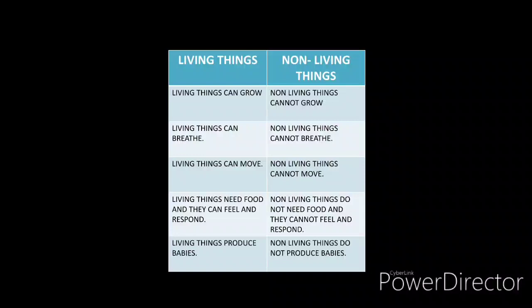Living things produce babies, like human beings produce babies. You have seen baby cats, you have seen baby dogs also. So living things can produce babies, but non-living things do not produce babies. Have you seen your pencil box giving babies? Tell me. No, na, you have not seen a pencil box giving babies. Have you seen your school bag giving babies? No, not at all. You have not seen that also. That means non-living things do not produce babies.